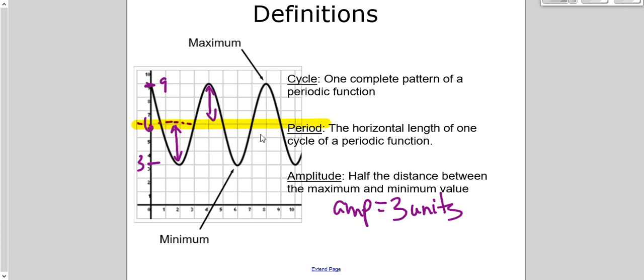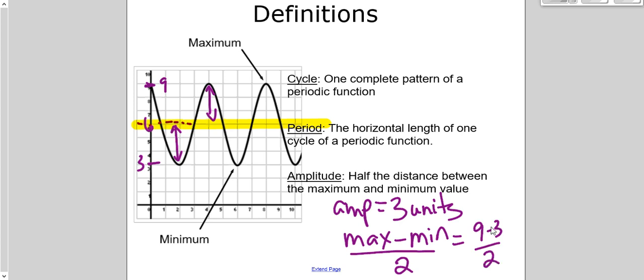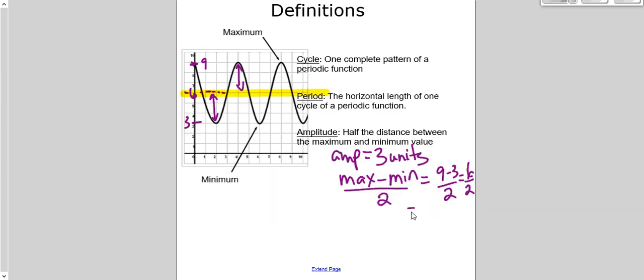So it's your vertical distance. It's half the distance between your max and your min. Since it is half the distance between your max and your min, what we can do to figure it out if you had, let's say, messy numbers on your graph is you could just take your max minus your min and divide it by 2. That will also give you your amplitude. So that would be 9 minus 3 divided by 2, which is 6 divided by 2, which is 3. So we can see we get the same answer.